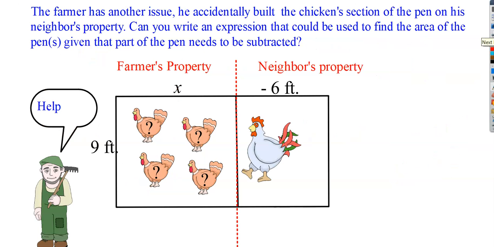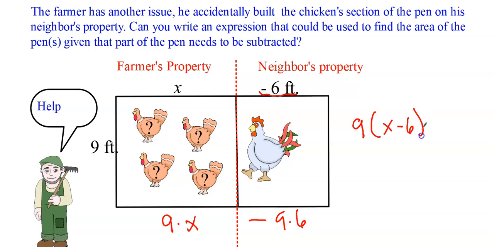Okay, next. So this is trying to show you that you can do distributive, right, with a subtracted part of an area problem. Even though in real life it doesn't make sense that there would be a negative area, it is the part of the area that we're going to take away. So if this length is x and this is 6, the area of this part of the pen is 9 times x. I'm subtracting the area of this part of the pen, and it's 9 times 6. So my expression is 9 times x minus 6 is equivalent to 9x minus 54 because I can multiply the 9 times 6 and get 54.